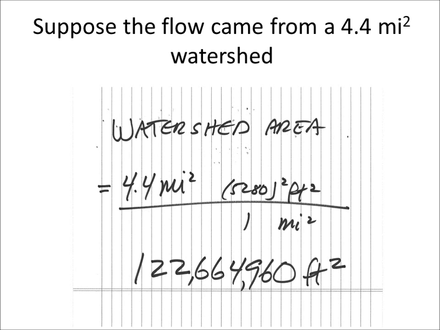We need to convert that to feet squared in order to carry out the first stage in the division. So we multiply that times our conversion factor, which is that 1 mile is equal to 5,280 feet, but it's square miles, so we have to square the conversion factor, which means we end up with 122,664,960 feet squared in our watershed area.